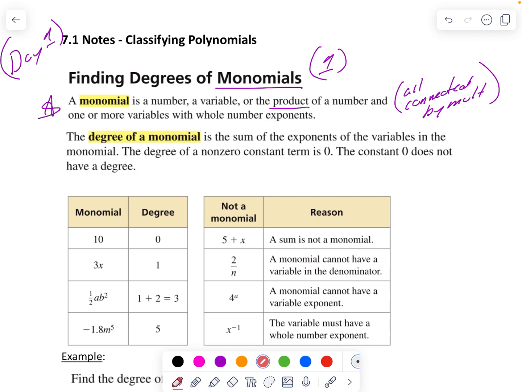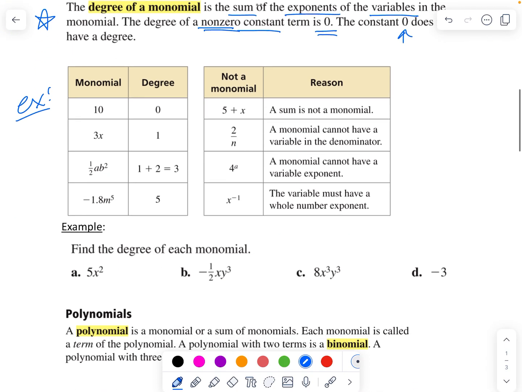Now the degree of the monomial is the sum of the exponents of the variables. If it's constant and there's no variable, the degree is 0. If your number is just 0, it does not have a degree. But if it's a non-zero constant, then the degree is 0. So we can see some examples right here. So the number 10, it's a non-zero constant, the degree is 0.